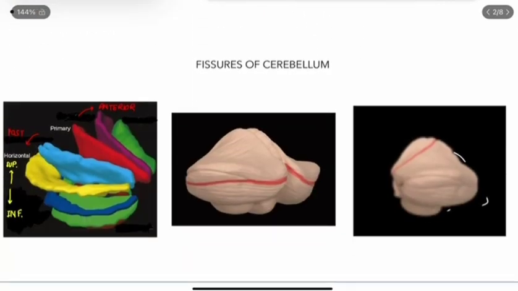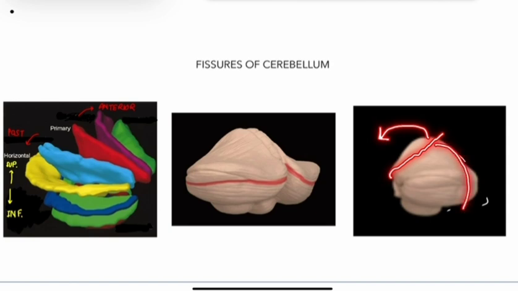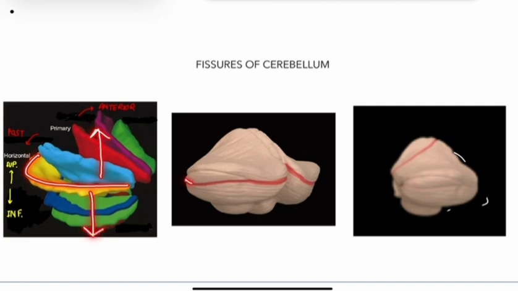The two main fissures which we need to know from a radiological point of view are the primary fissure and the horizontal fissure. The primary fissure, this one, divides the cerebellum into anterior and posterior aspects. So this becomes the anterior lobe and this is the posterior lobe. And the horizontal fissure divides it into superior and inferior. So this is the horizontal fissure, this is superior and this is inferior.